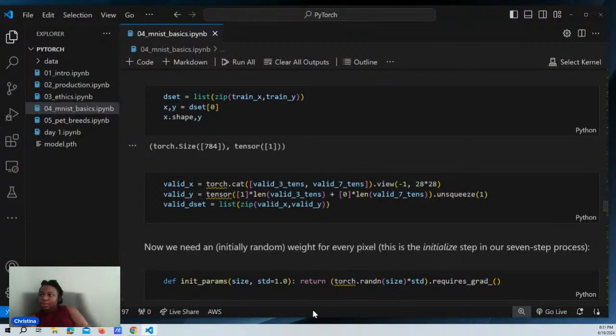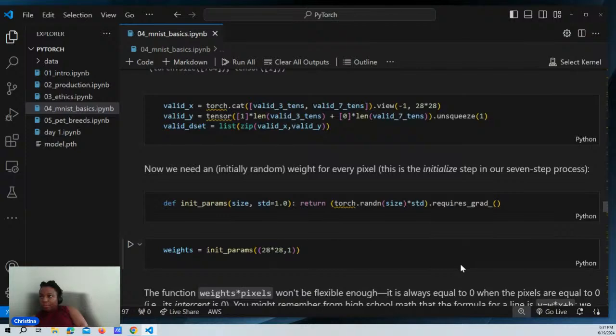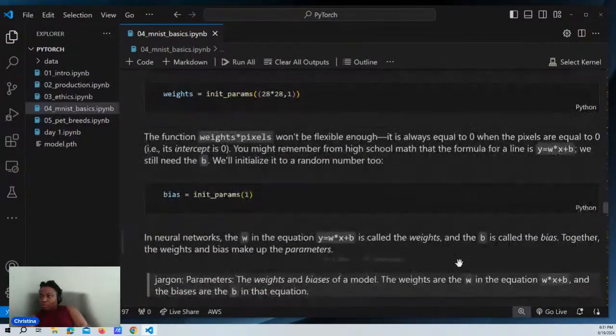Initial parameter size. This is the parameter for a neural network, and it looks like the equation for a line, if you didn't notice. y equals mx plus b. In this case, the slope is actually the weight, and b is the bias.